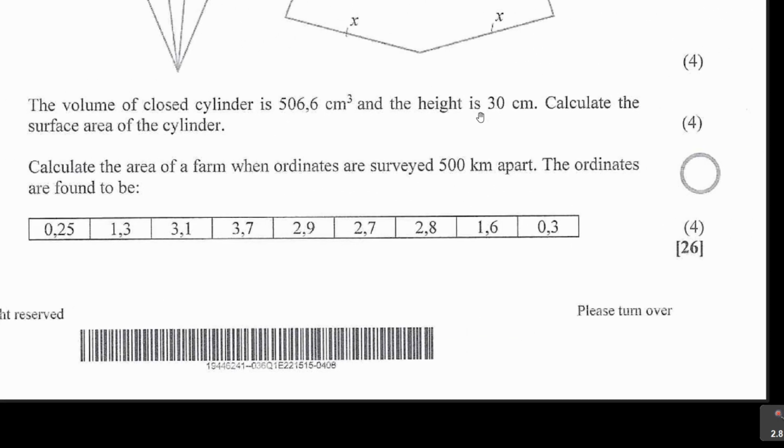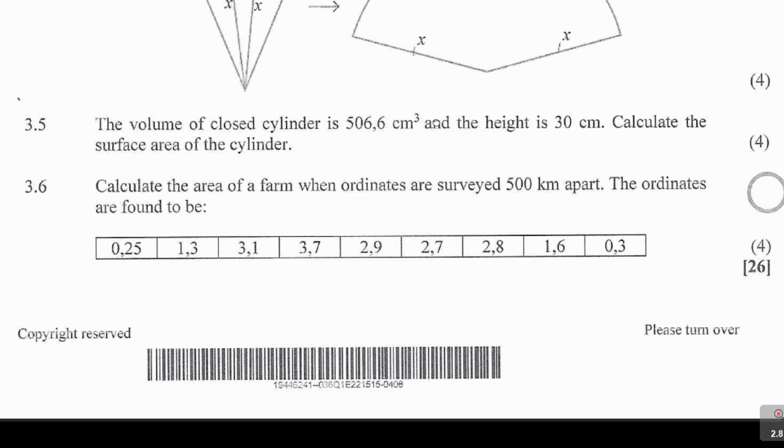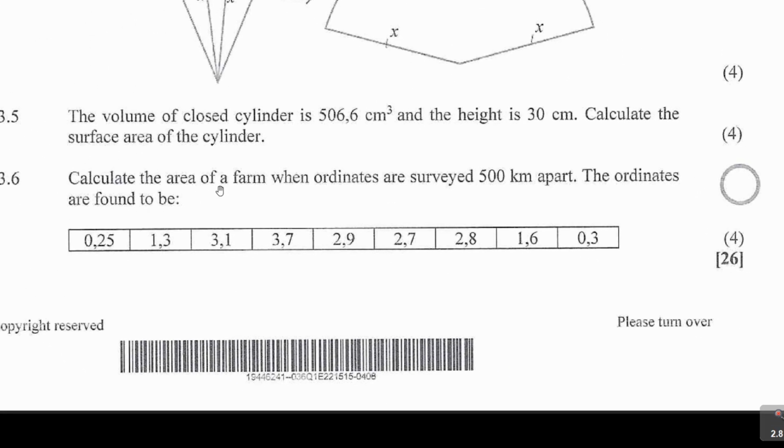So that is 4 marks. And the next question here is 3.6. It says calculate the area of a farm when ordinates are surveyed 500 kilometers apart. The ordinates are found to be this. So this one was more standard. It's 500 kilometers apart. The ordinates are found to be this.